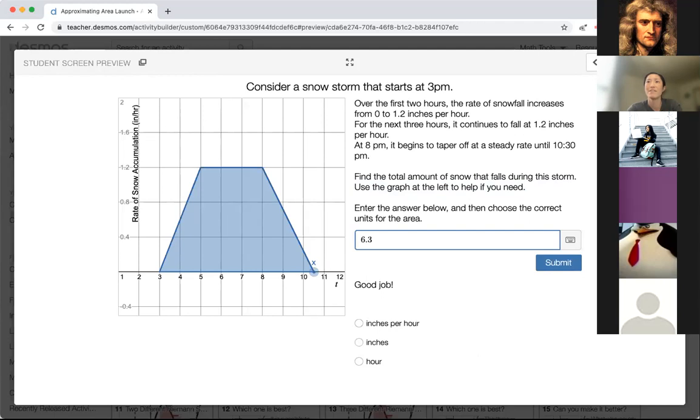Okay, I love it. Okay, 6.3. Exactly. 6.3 represents the total amount of snow that falls from 3 p.m. to 10:30 p.m. Okay, so therefore the units should be inches. Okay, does that make sense to folks? You can give me a quick thumbs up in there if yes, otherwise I don't know if there's a thumbs down option. There should be.